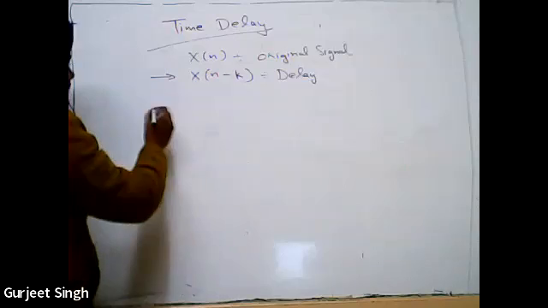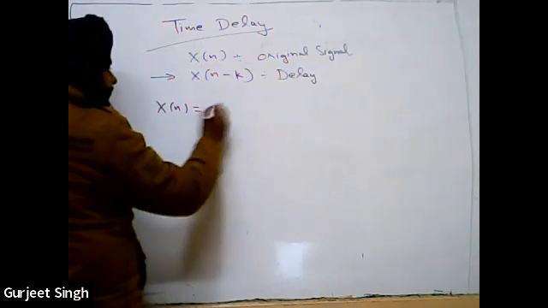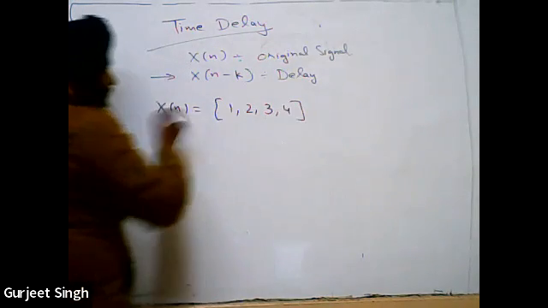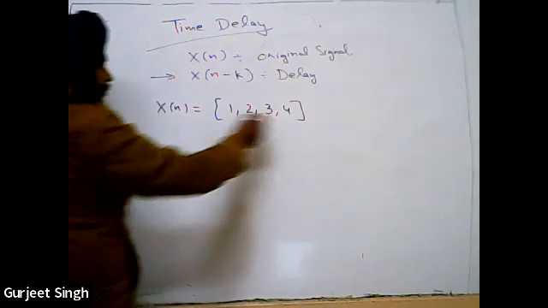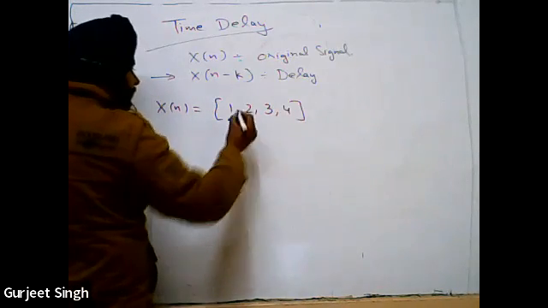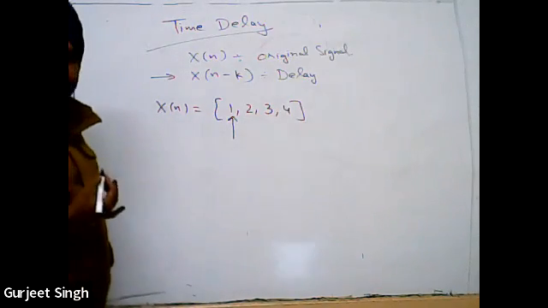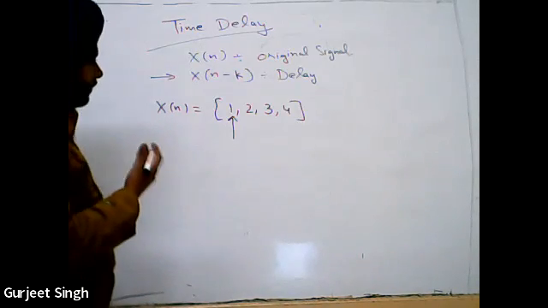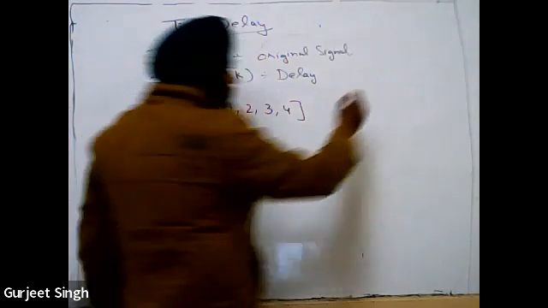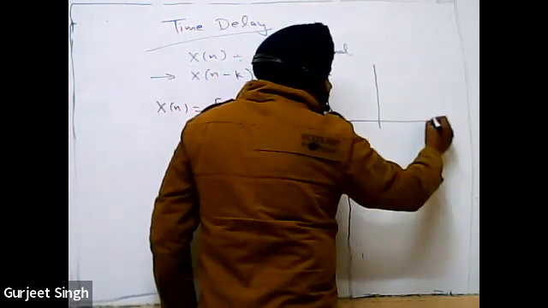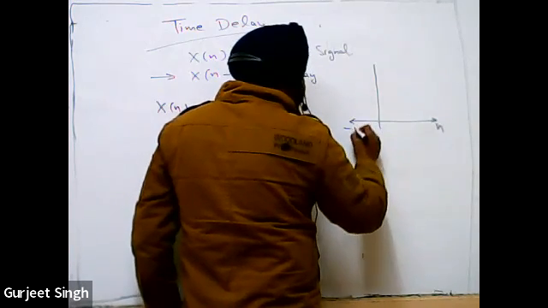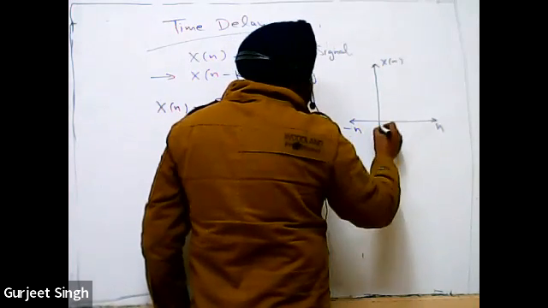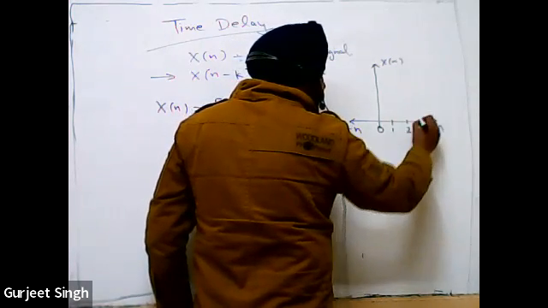If I take the signal x[n] equal to 1, 2, 3, 4, with an arrow representing the position, and I draw the graphical representation of this signal, here we have n, here we have minus n, and this is x[n], with 0, 1, 2, 3.